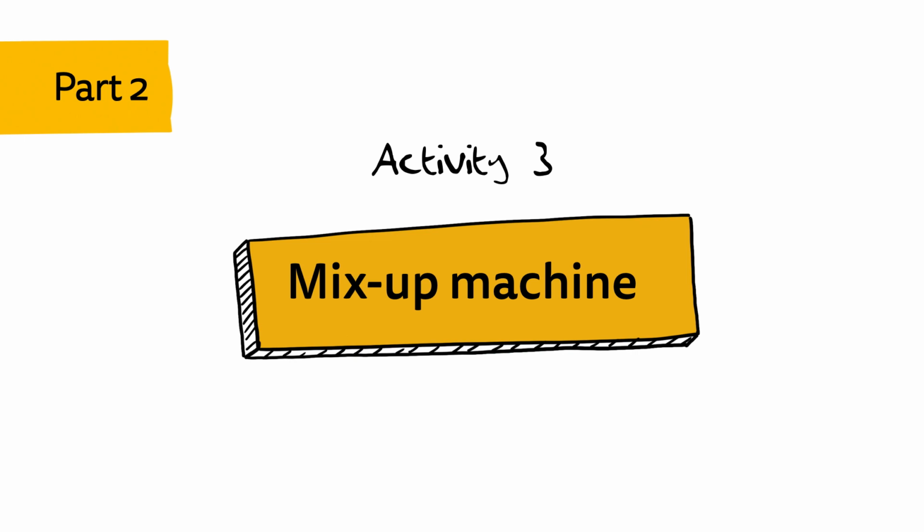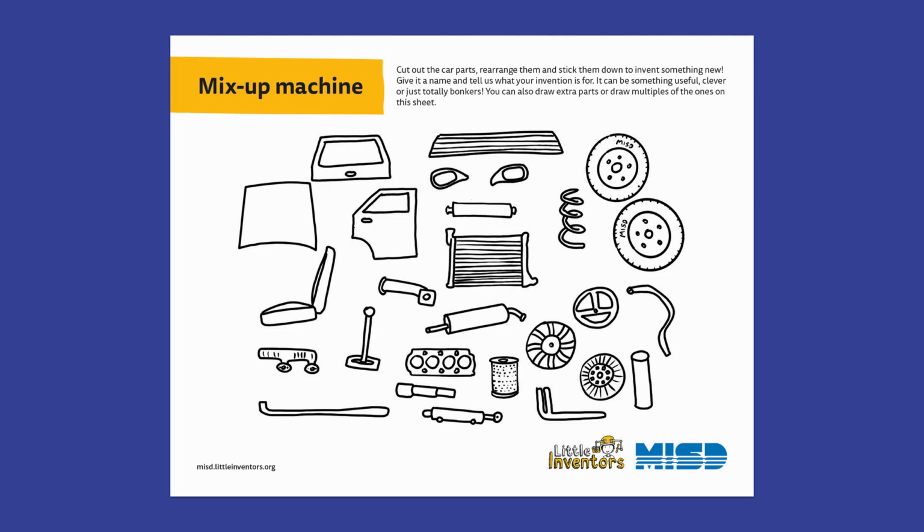Activity 3. Mix-up machine. For this activity, you'll need some scissors and glue. After talking to your class about all of the car makers still in Michigan today, introduce them to this activity. Ask them, what else could you make with all of these car parts? They will need to cut out the parts and stick them down to create something new.